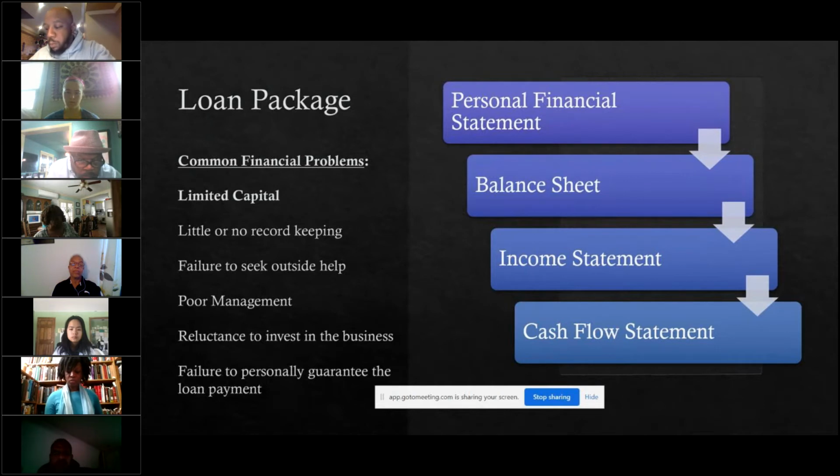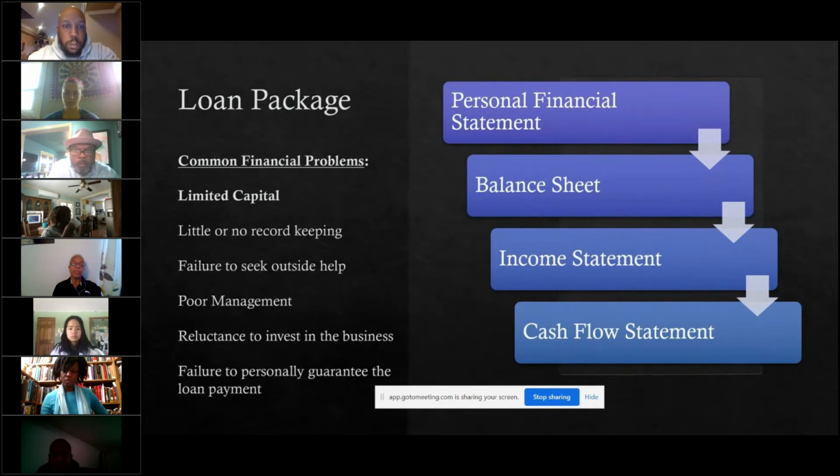If you're a new business, they're going to want to see your personal financial statement. Why? Because you don't have a business financial statement to present to the bank. You need to have a balance sheet to show what money you have on hand, what money you're trying to get, how it's going to balance. How are you going to manage your business? You need to have an income statement again and a cash flow statement.